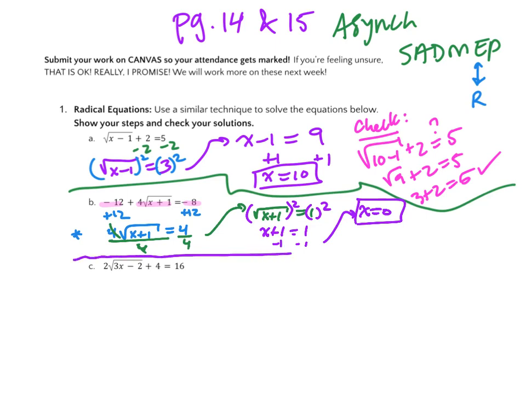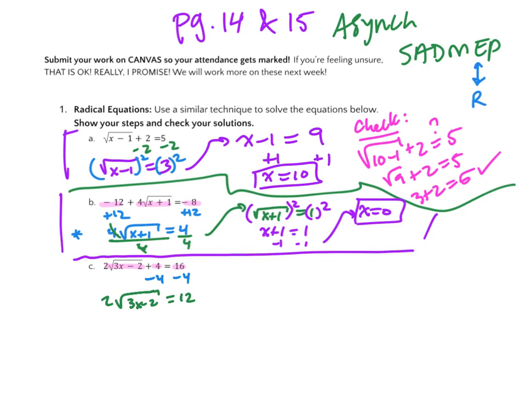All right, let's do the next one. Okay, so same thing. I have a multiplier. Let's use the highlighter again. So I have this whole thing, that's one term, here's a second term, and then it's set equal to one term over there. So first I'm going to subtract 4. So then I have 2 times the square root of 3x minus 2 equals, what is that, 12?